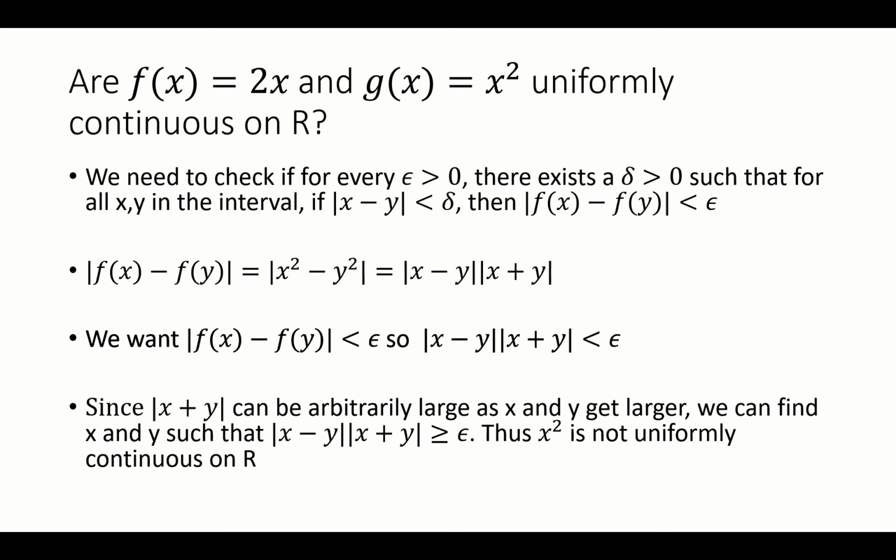So if, let's say, x and y are huge, then when you multiply it by the absolute value of x minus y, that's going to be greater than or equal to epsilon. So therefore, x squared is not uniformly continuous on R.